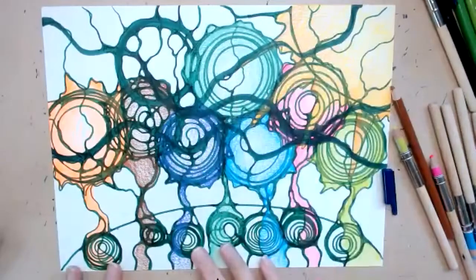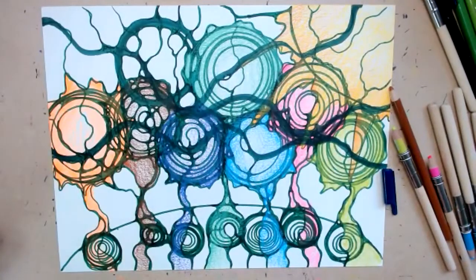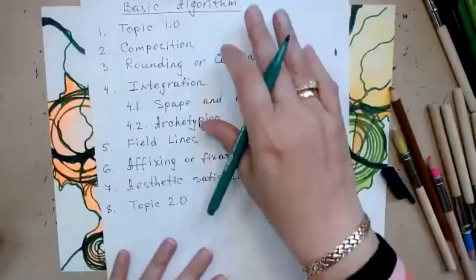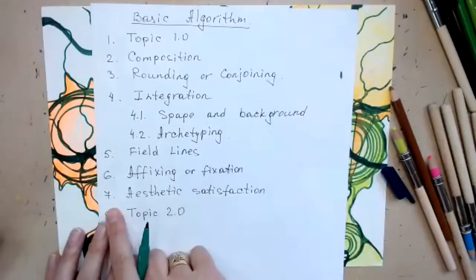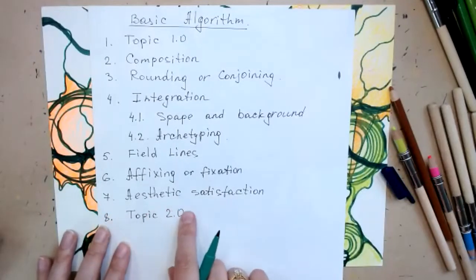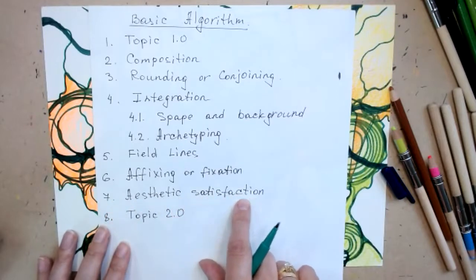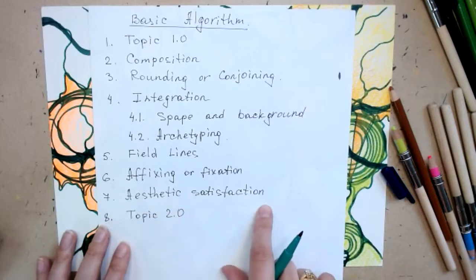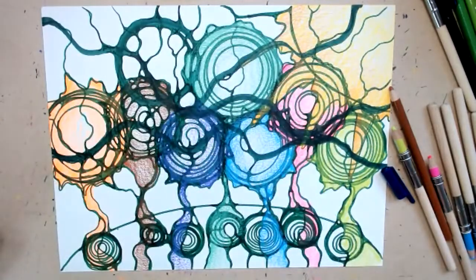And the next step is actually, right now we had, where's my, so the basic algorithm right now has 8 steps, and the only new step that we have is instead of step number 7, which was topic 200, now we have aesthetic satisfaction. The name can be changed, but the meaning of it is that we need to finish the drawing until we are visually, aesthetically satisfied with it, with the process.